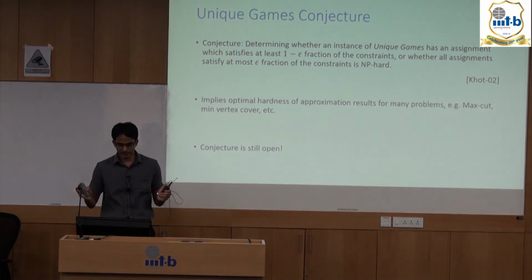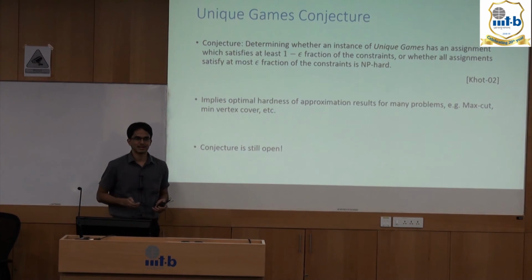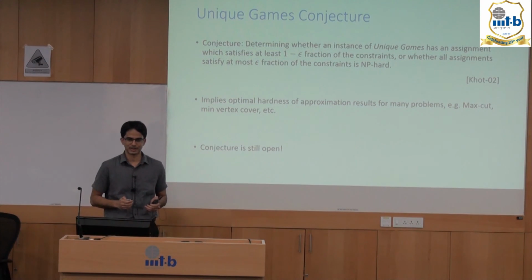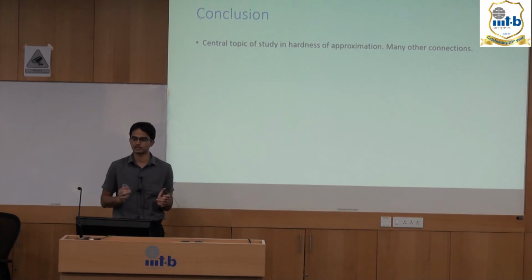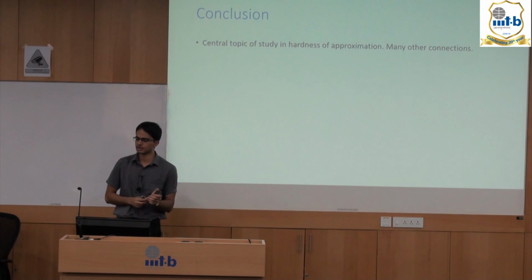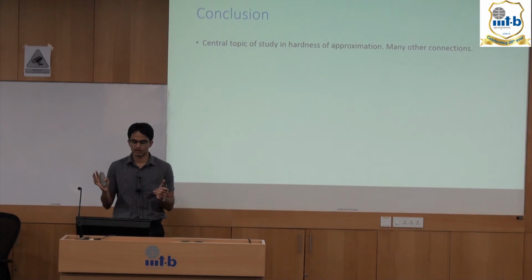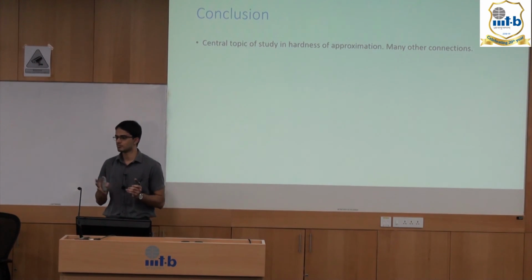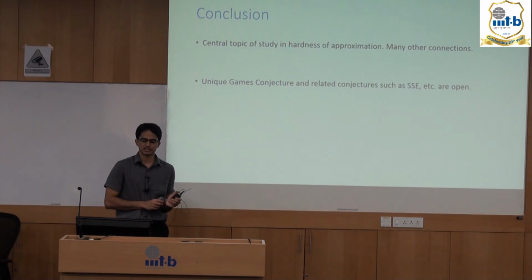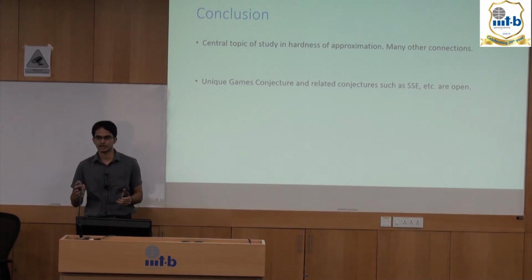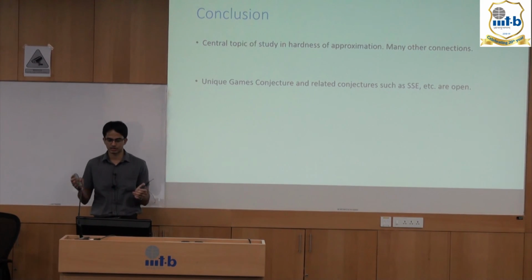There's a lot of things that you can talk about regarding PCPs and unique games. Maybe I can spend many hours talking about these things, but I guess lunch is waiting for us, so I should try to wrap up soon. Let me just say that these things are a very central topic in the study of hardness of approximation. While I mainly only talked about hardness of approximation, they have many other connections to topics in computational complexity theory, which I did not touch upon. And there are many of these conjectures, like the unique games conjecture or the small set expansion hypothesis, which are all very closely related to these PCPs, but they are still open.